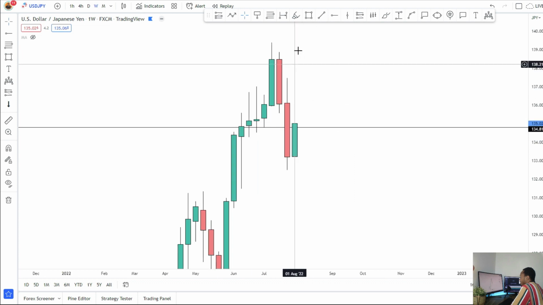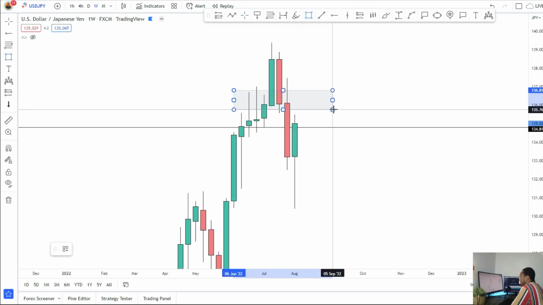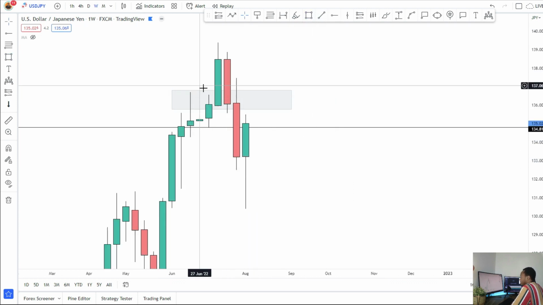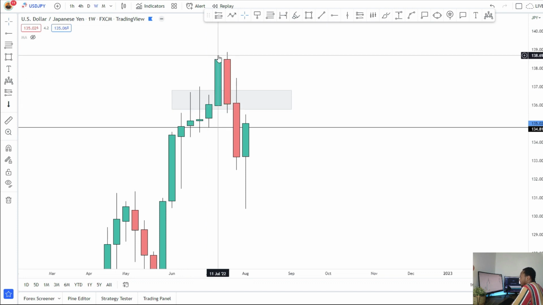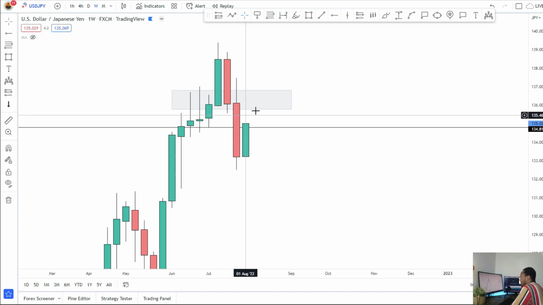For this pair, USD JPY, I'm looking for us to come into this area. You can see all those wicks there on the weekly chart: one, two, three wicks there, a big close above that came back straight below, and another wick behind that candle.